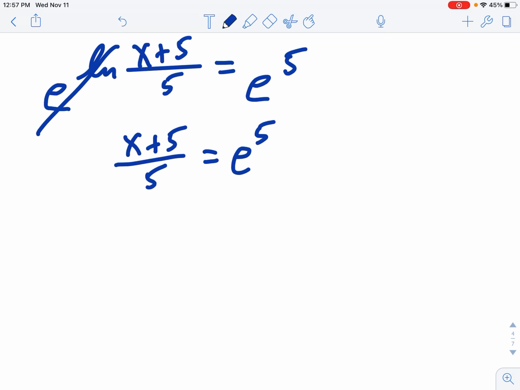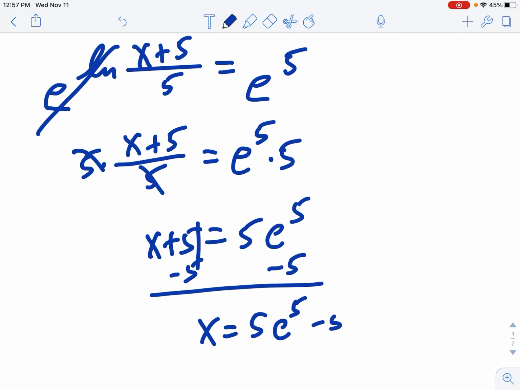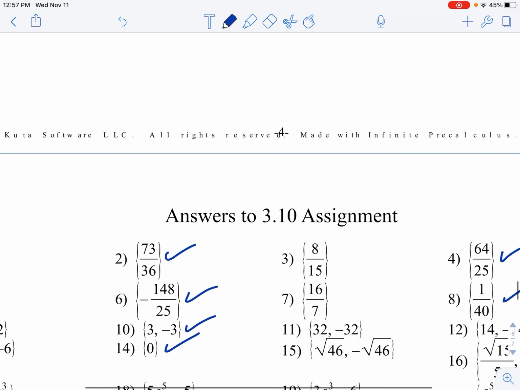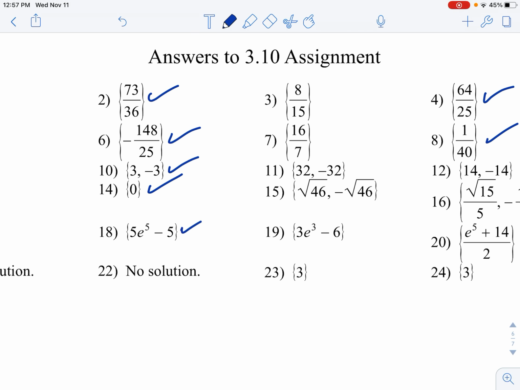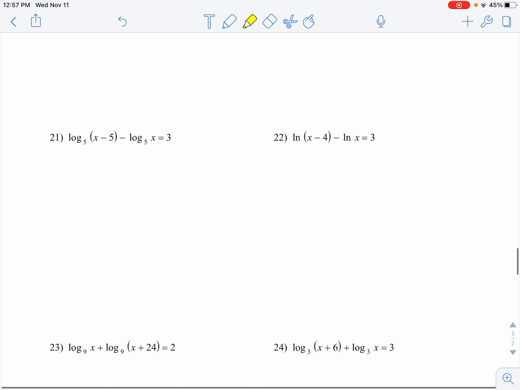So how do I continue this work? Well, next, multiply both sides by 5 to cancel that out. X plus 5 equals 5e to the 5th. Subtract 5 on both sides. X equals 5e to the 5th minus 5. And that is the solution to number 18 right there. It would have been nice if all the numbers weren't 5. If you look at number 19, the one that you do, at least there's a couple different numbers there to work with. But it's very, very similar. When you do 19, look back at 18 for help if you need to.